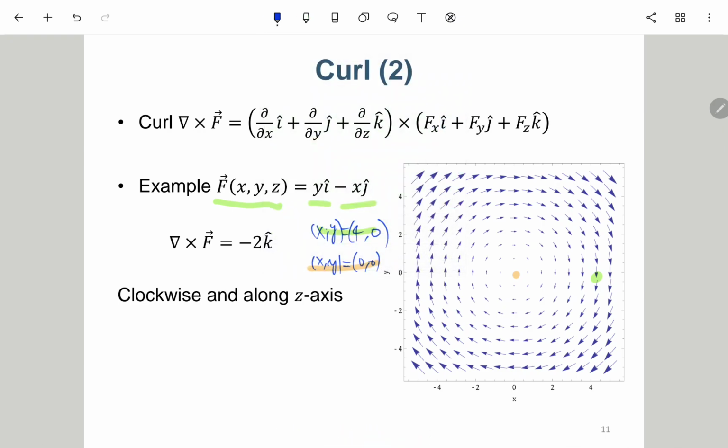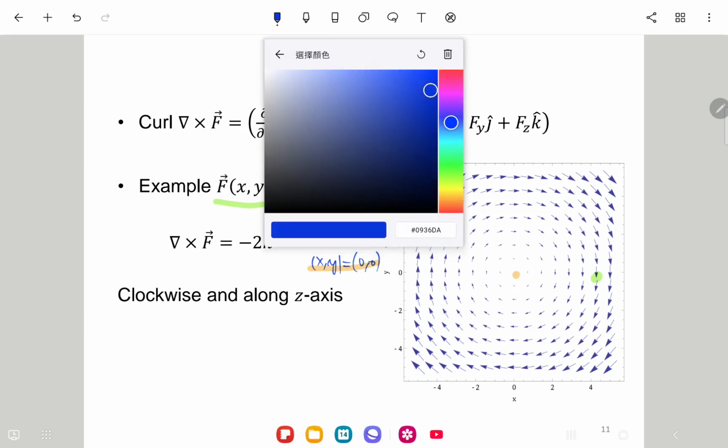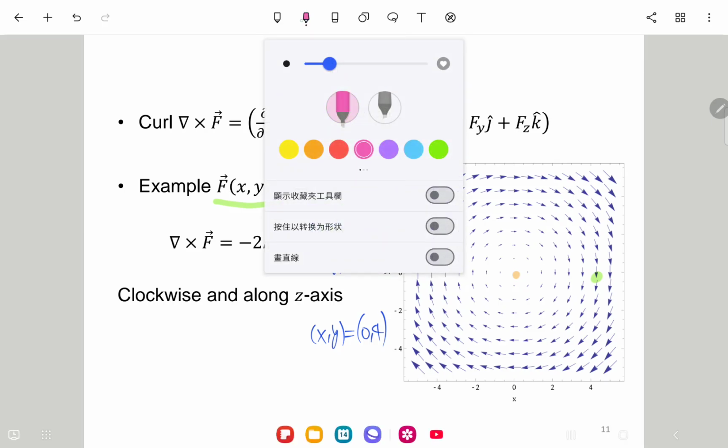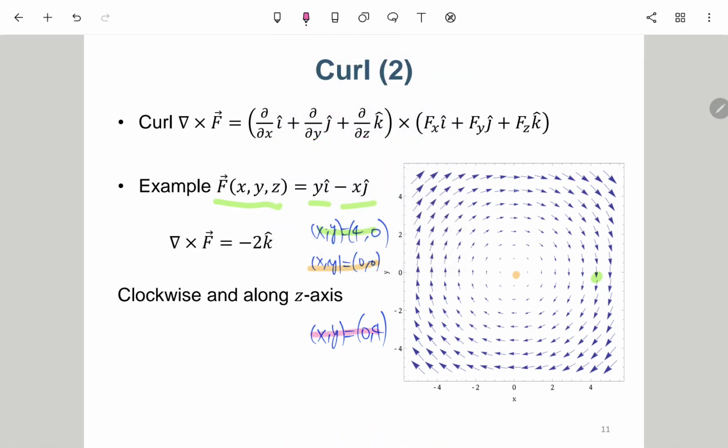Okay, or for example, if I put in x, y to be 0, 4, okay, like this. If it is 0, 4, okay, so this is 0, this is 4, so this is 4i hat, which is actually this point. Okay, 4i hat is positive x direction, so which means that the f vector is pointing to the right side at this point.